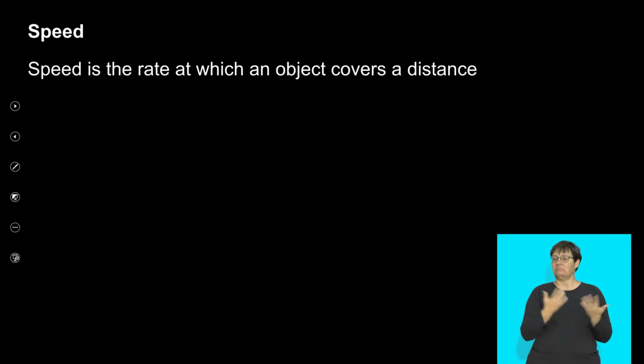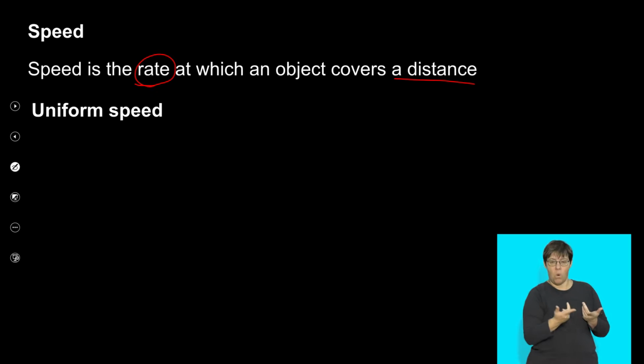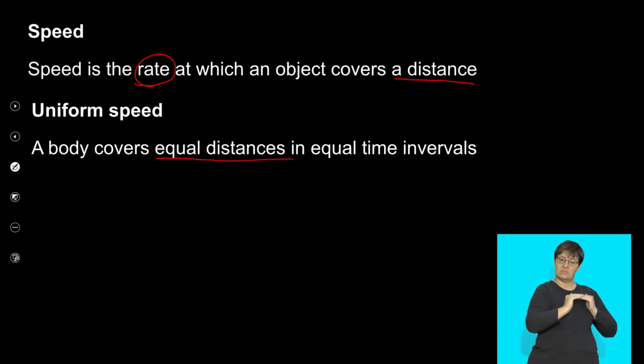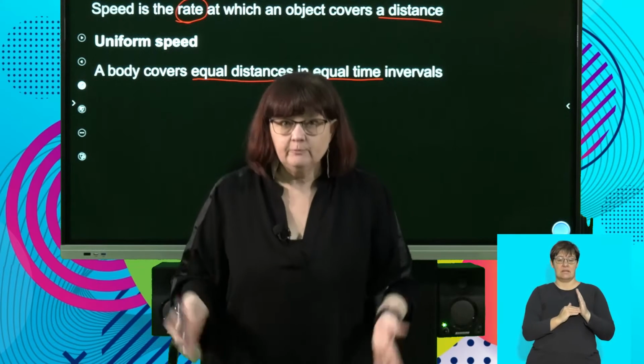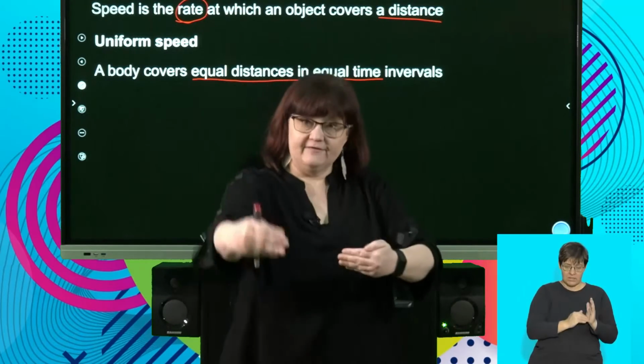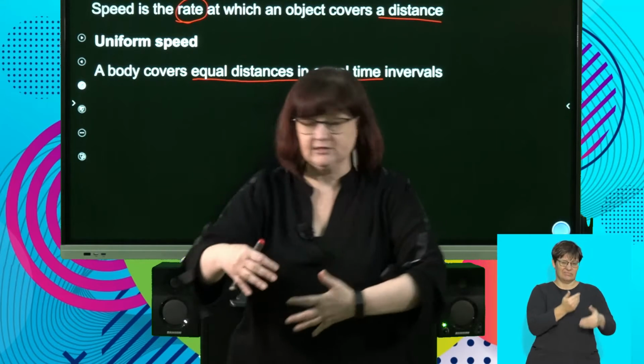So, speed is the rate at which an object covers a distance. So it's how fast or how slowly it covers a distance. Uniform speed means it covers equal distances in equal time intervals. So if it's got a uniform speed of 1 meter per second, it covers 1 meter every second, which is about as fast as I walk some days.